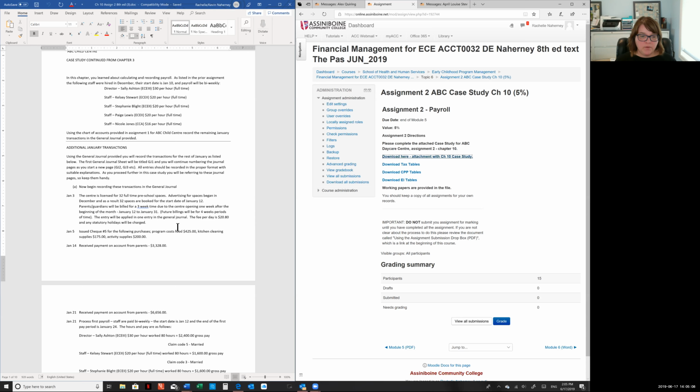Debit accounts receivable for whatever that amount was, 32 times 20.8 times 15. It's 9,000 and something. And then the credit is revenue. So what kind of revenue? If you go back and look at it, there's parent fees. So just choose that account and credit it.